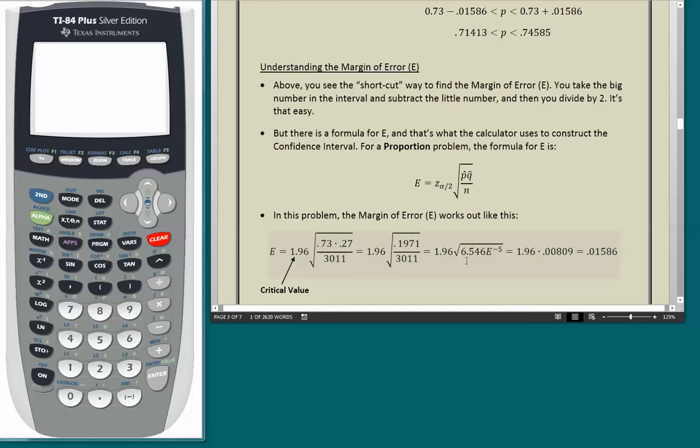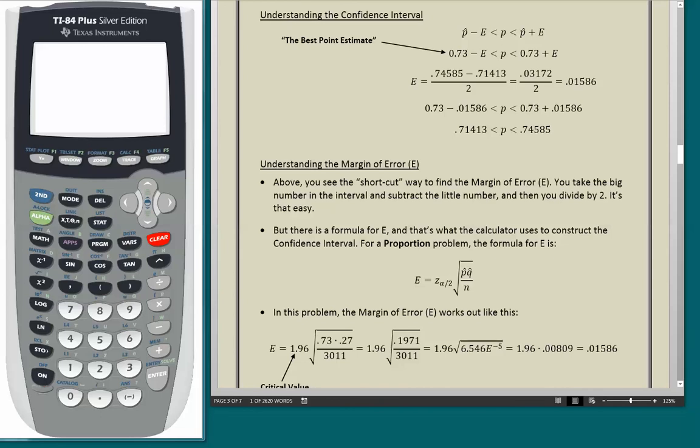If we now work out this fraction inside of the square root sign, we have 1.96 times the square root of this number, 6.546 e to the negative 5. If we take the square root of this number, we get 0.00809, so we have 1.96 times 0.00809, and that equals 0.01586, which is the same E, or margin of error, that we got by doing the shortcut approach up here. So that's how you work out the margin of error the long way, using the formula, and that is what the calculator does so that it can calculate the confidence interval.